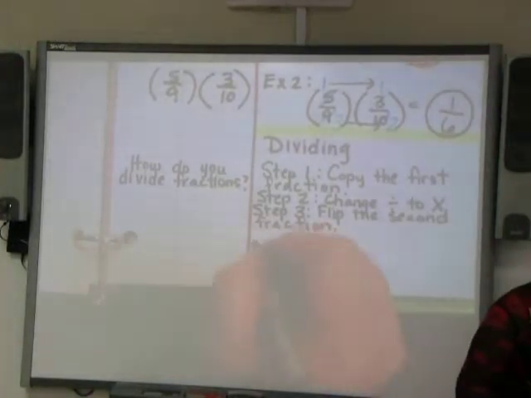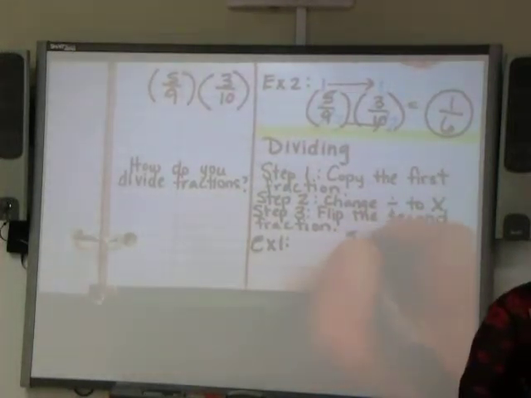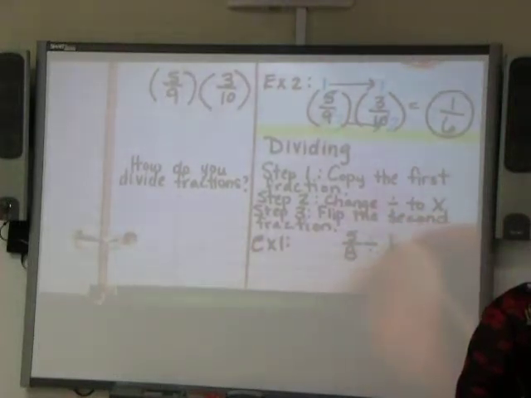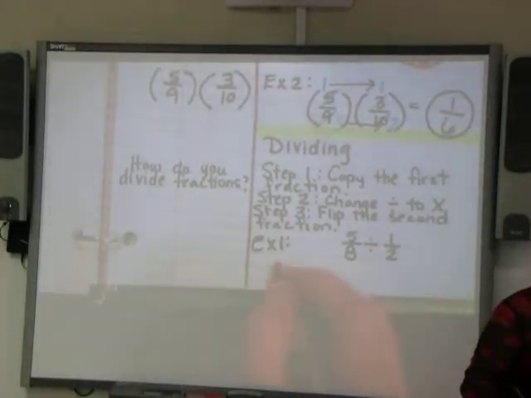So if I have example 1, and I have 5/8 divided by 1/2, we're going to follow the steps. Step 1 says I copy the first fraction, 5/8.